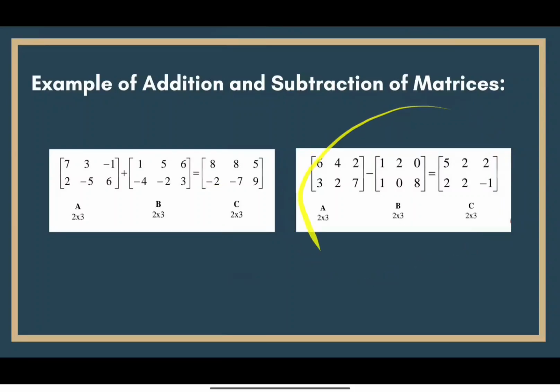Let us take a look at example number 2, wherein 6 is subtracted by 1, which is equivalent to 5, and 3 is subtracted by 1, which is equivalent to 2. As what I have said earlier, only two matrices that have the same size and dimension can be added and subtracted, which will yield a matrix of the same size.